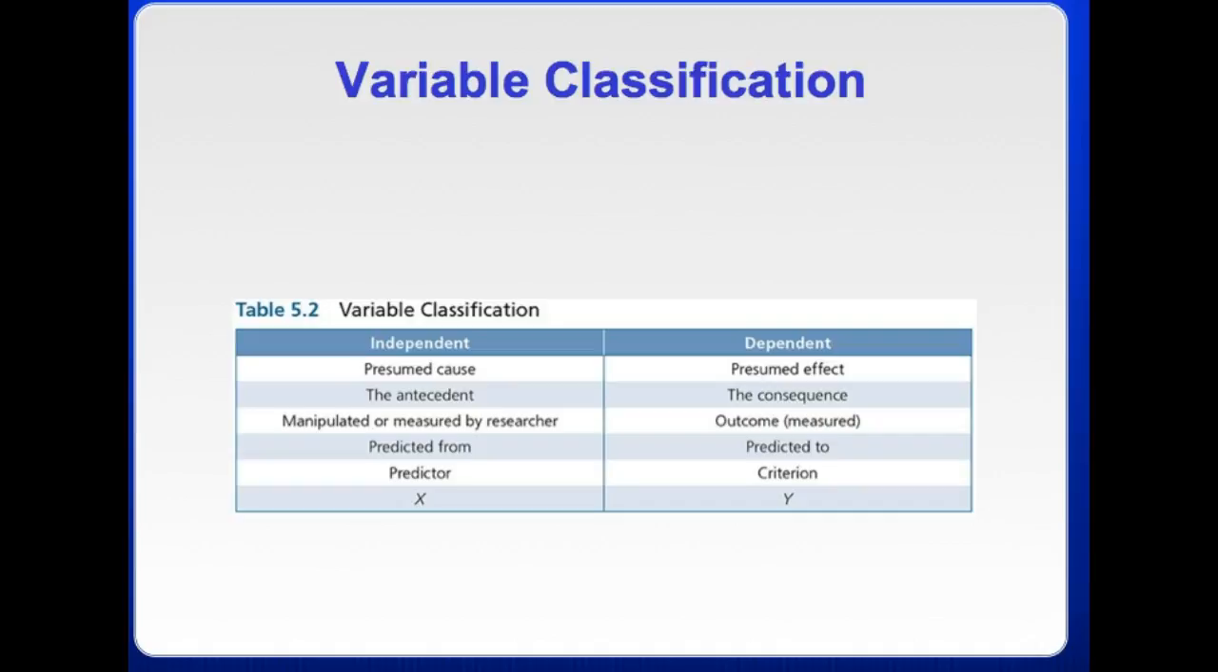Here are some variable classifications. You've got your independent and your dependent. So you have your presumed cause, presumed effect, the antecedent, the consequent, manipulated or measured by the researcher, your outcome, your predictor from, predicted to, predictor, and then criteria. It probably would be really good to go over this in the book again because sometimes people get independent and dependent variables confused. That's easy to do. And so make sure you refer to this chart when you're doing your assignments.